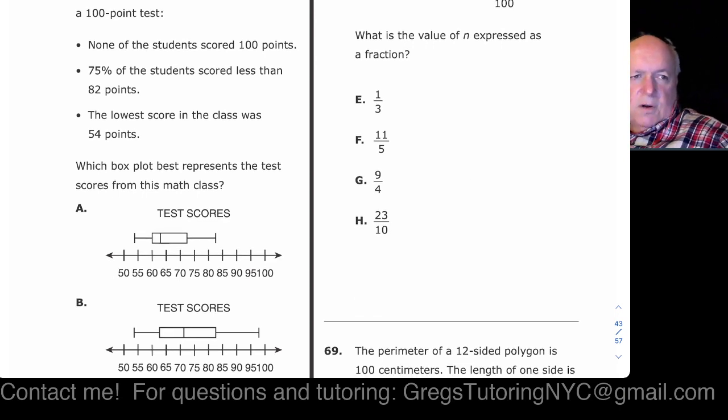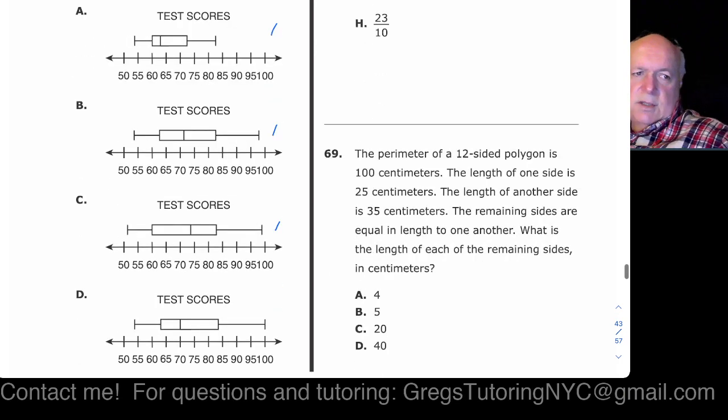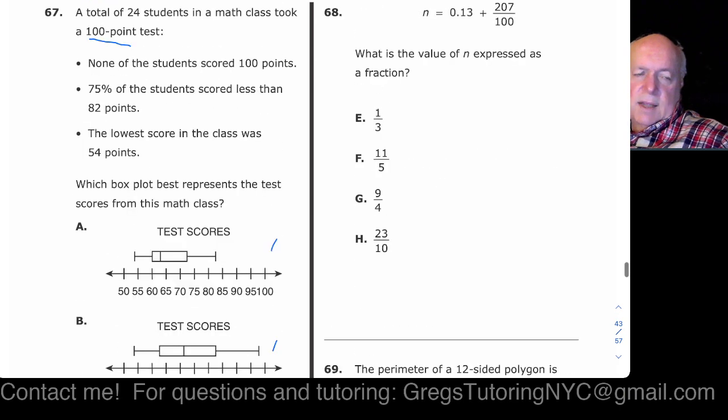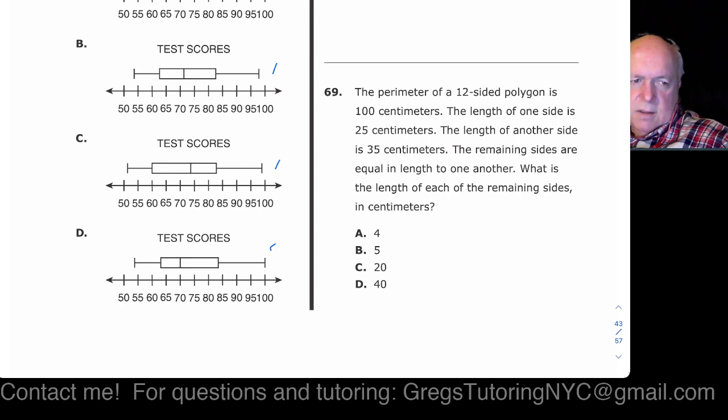A total of 24 students in the math class took a 100-point test. So that means the max is going to be 100. That's why you see 100 here, 100 here, 100 here, and 100 actually right there. We don't know if anybody actually got 100 on the exam, but that's what they're saying. So let's go through it. The first says nobody got 100 points. Because the max of D looks like it's 100, D is probably out the window straight up from that.